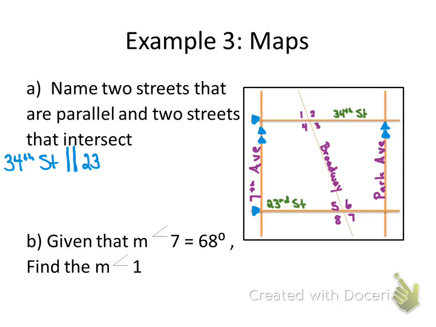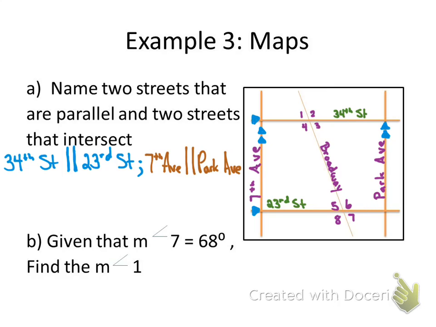And notice that my parallel symbol is taller than my letters. So just make it a little bit taller. What's another pair of parallel streets, Quentin? 7th Avenue and Park Avenue. Very good. 7th Avenue and Park Avenue. Now the intersecting streets, there's a lot of them. So just name me one.